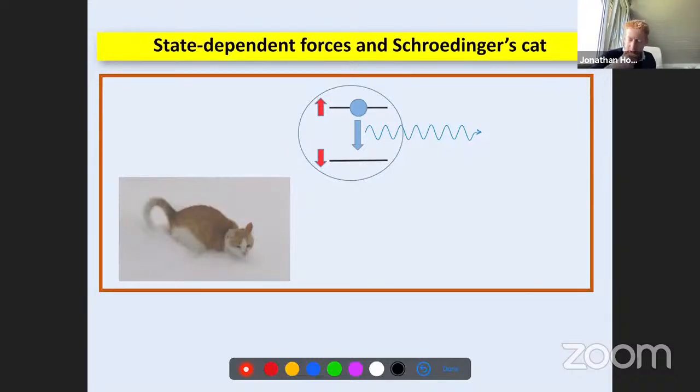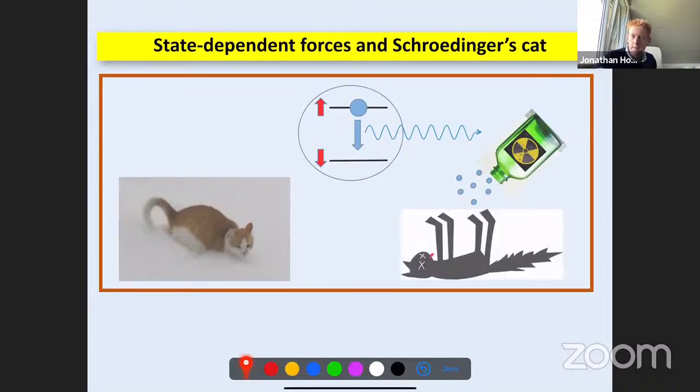Good. So the next thing I wanted to talk about was a different type of control, which comes from what we call state-dependent forces. It's most commonly used to make what we call Schrödinger cat states. Well, you know about cats, right? You have an alive cat in a box with an atom that can decay randomly, and the box should then release a vial of poison and you get a dead cat.